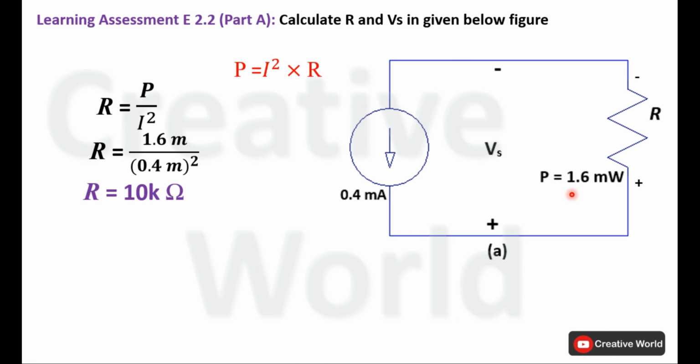Now we have the value of R and the current through this resistance is also known. We can calculate the voltage across this resistance using Ohm's law. V equals I multiplied by R. V equals I, that is 0.4 milliampere, multiplied by resistance, that is 10 kilo ohm. So the voltage value will be 4 volt. This 4 volt drop is across this resistance and because of the parallel connection, the same voltage will appear across this constant current source. So the value of Vs will be 4 volt.